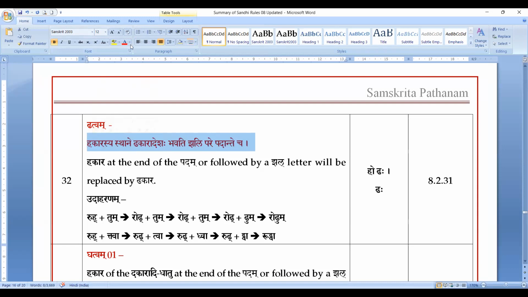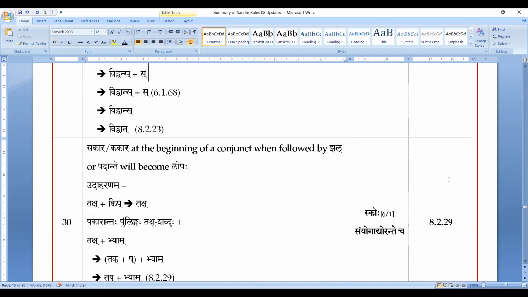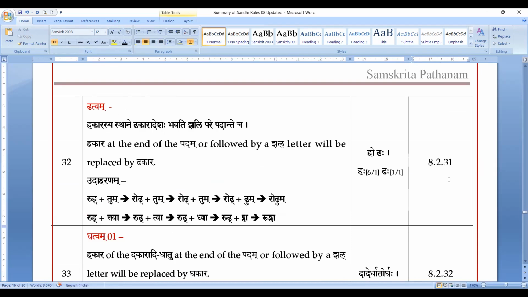Hakarasya, hakara is a sthani. Therefore, in its place dakara is the adesha, hodaha. So therefore, sandhi vichedam kritva, haha, daha. Haha is 6-1, sthani, and daha is pratama vibhakti ekavachanam. 8-2-31 number you can note. 8-2-30 is Kutvam, chokkuhu. You can see the sequence. 8-2-29 is Skoh samyogadyor ante cha. 8-2-30 is Cho kuhu. 8-2-31 is Hodaha.